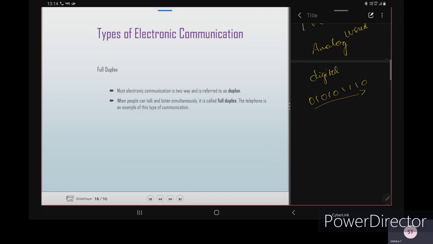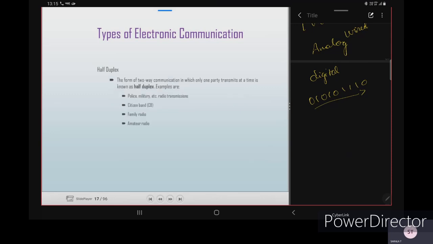Full duplex: most electronic communication is two way, and it is referred to as duplex. When people can talk and listen simultaneously, it is called full duplex. The telephone is an example of full duplex communication. Whenever the other person is talking, we can also talk at the same time. That's why you can communicate in parallel. It won't wait for the other person. In normal human manner, when one person is talking, we talk only after he finishes. But here you can talk in parallel. If he is speaking, we can also speak. That's why it is taken as full duplex.